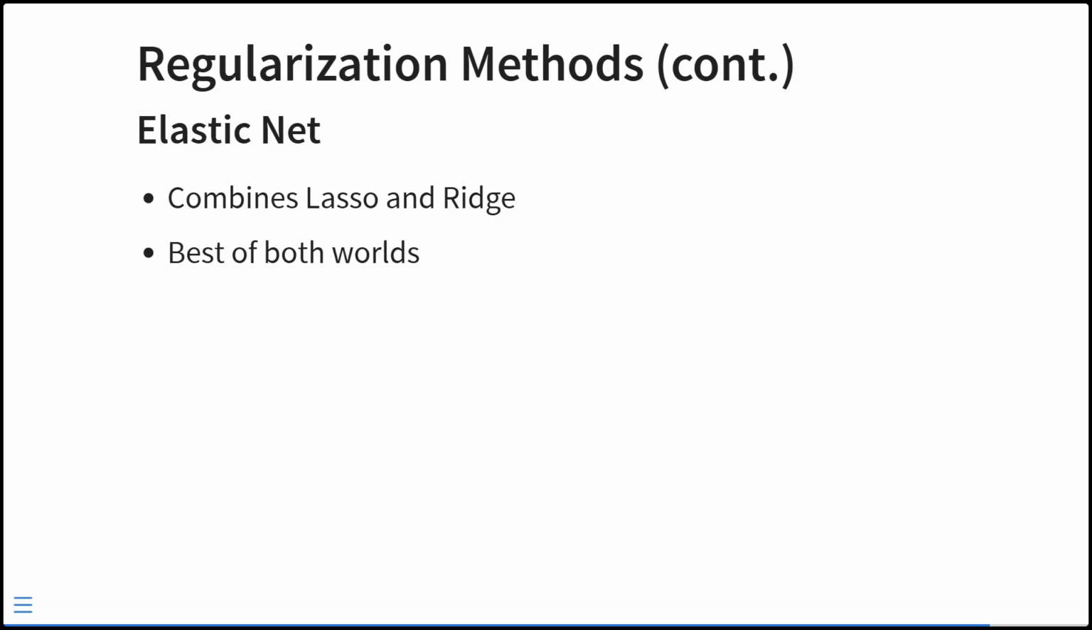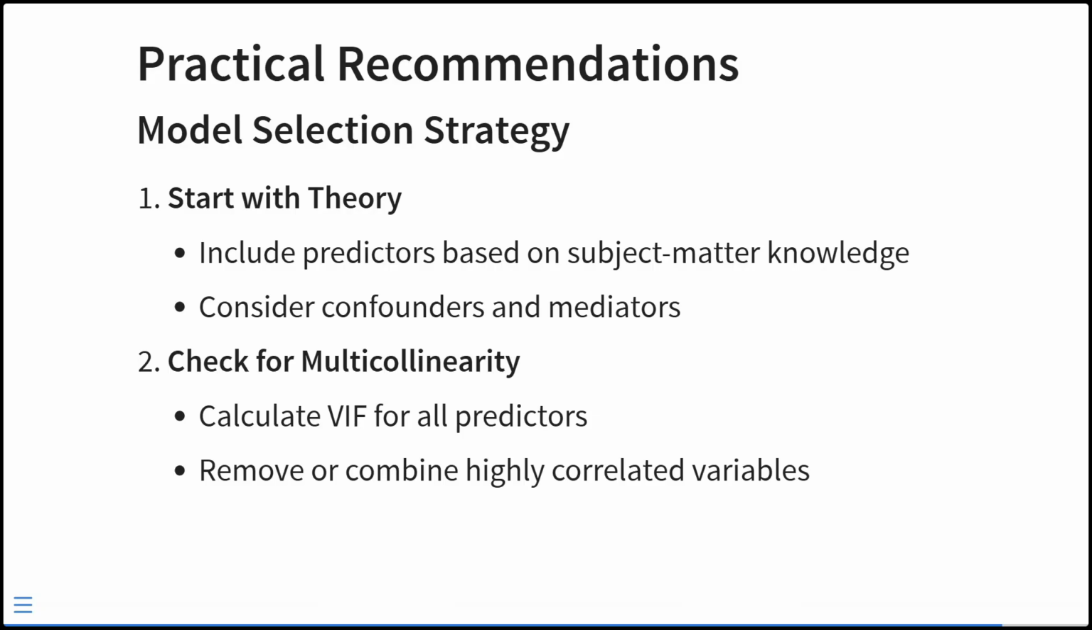So these are complex regression techniques that you use when you're trying to find out the best models for your data. So, some practical recommendations. First of all, you need to start with theory. You have to understand your predictors. You have to know which values are actually predicting, which are your confounders, which are your mediators.